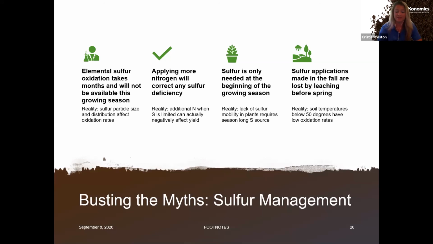But with that, it's important that if you're growing a crop in, say, a cool season soil, then you need to make sure that you have a readily available form, aka sulfate, because the organic matter is not going to be breaking down and the oxidation rates of the elemental sulfur are not going to be occurring, but you've still potentially got an actively growing crop.